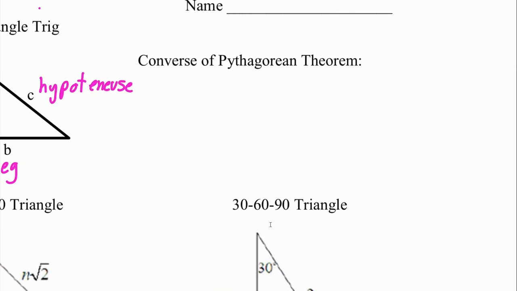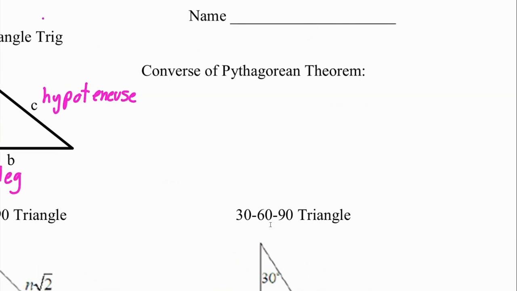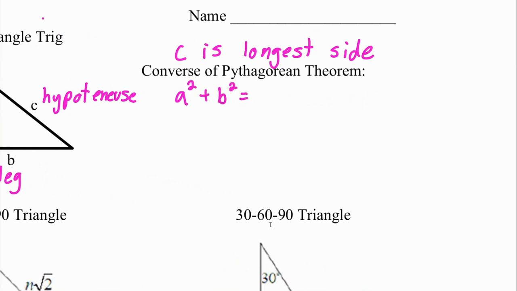And with that Pythagorean theorem, there is also a converse. So again, we always want to make sure that c is the longest side, and it is across from that right angle. But with the converse, it doesn't necessarily have to be a right angle. So the converse says that if we get a squared plus b squared equals c squared, if they are equal, what that means is we have a right triangle.